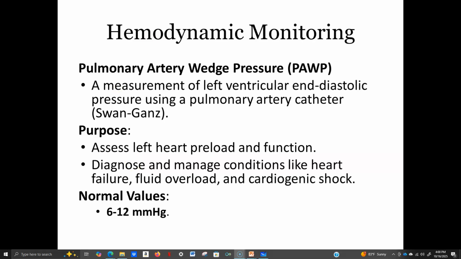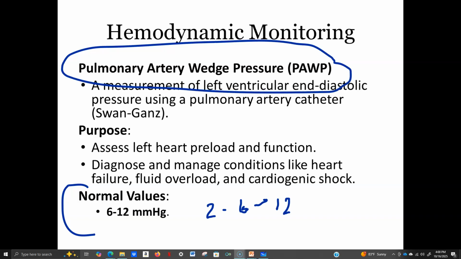The normal value for this is 6 to 12. And that's nice because I just do 2 to 6, and then 6 to 12, because both of these things mean the same. All you have to ask yourself is, is the question asking me about this, or is it asking me about a CVP?